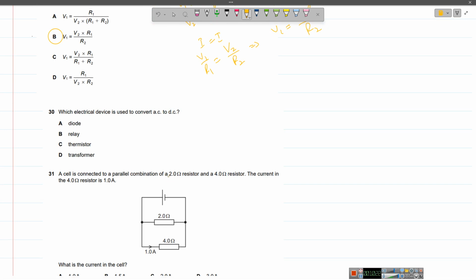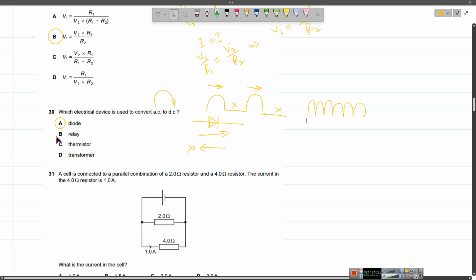Which electrical device is used to convert AC into DC, right? That would be a diode, right? Why a diode? Because the diode only allows current to go in one direction. So whenever the positive half comes around, it allows it to go forward. It cuts off the negative. It does not allow the backward current to flow. So every time there's a backward current, it will cut off. So you'll get a cut off here, and you'll get one direction of current. So technically it would appear to be something like this.